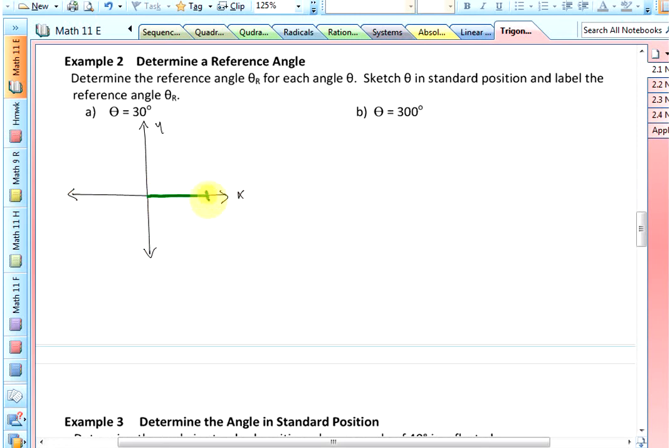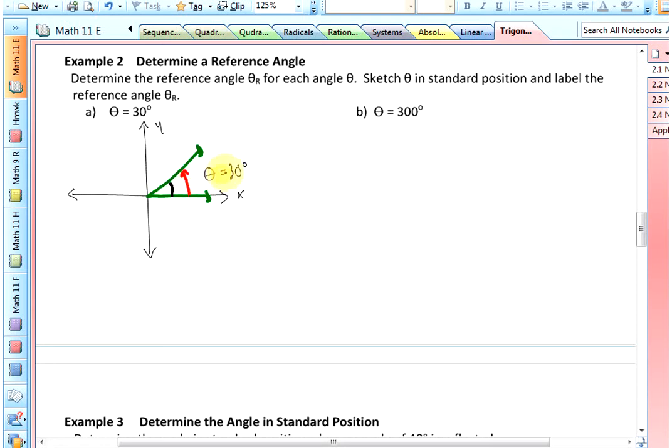Here's the initial arm, terminal arm. Give it direction, okay, counterclockwise, and label. Okay, and remember that by definition, a reference angle is between the x-axis and the terminal arm of our angle that we're taking into consideration, so it would be right here. It's always positive, it's always between 0 and 90 degrees, and its vertex is always at the origin.